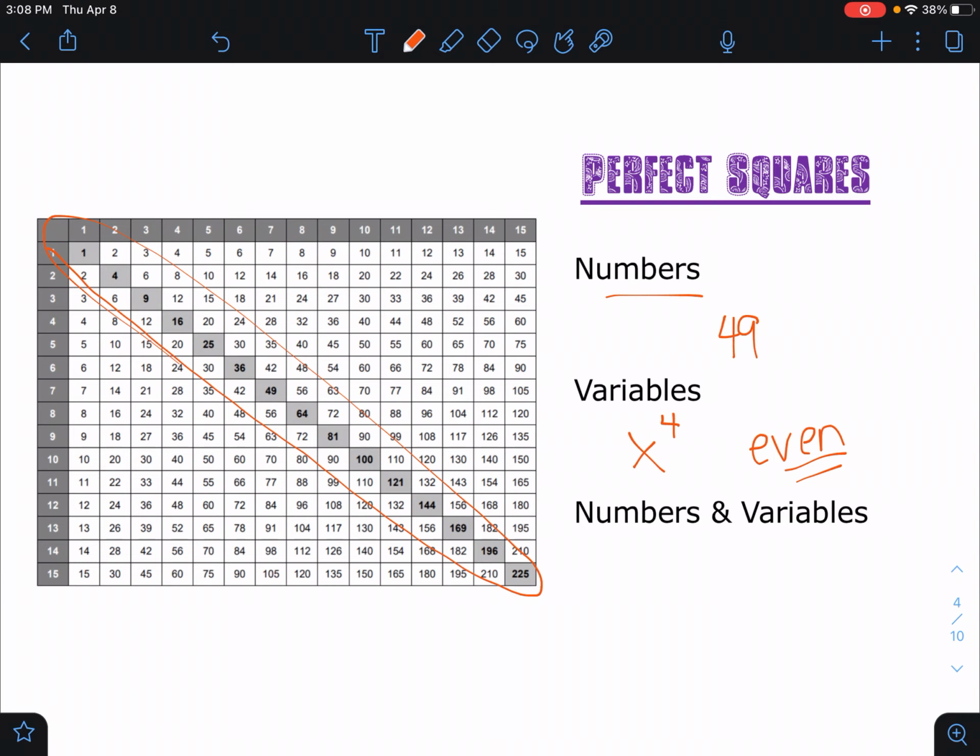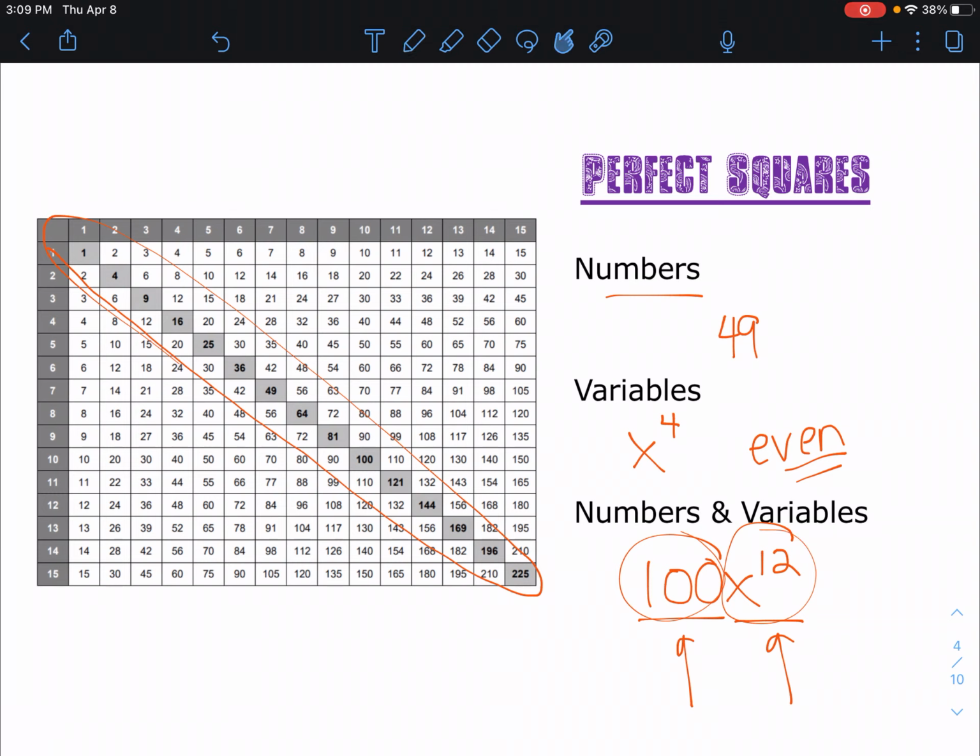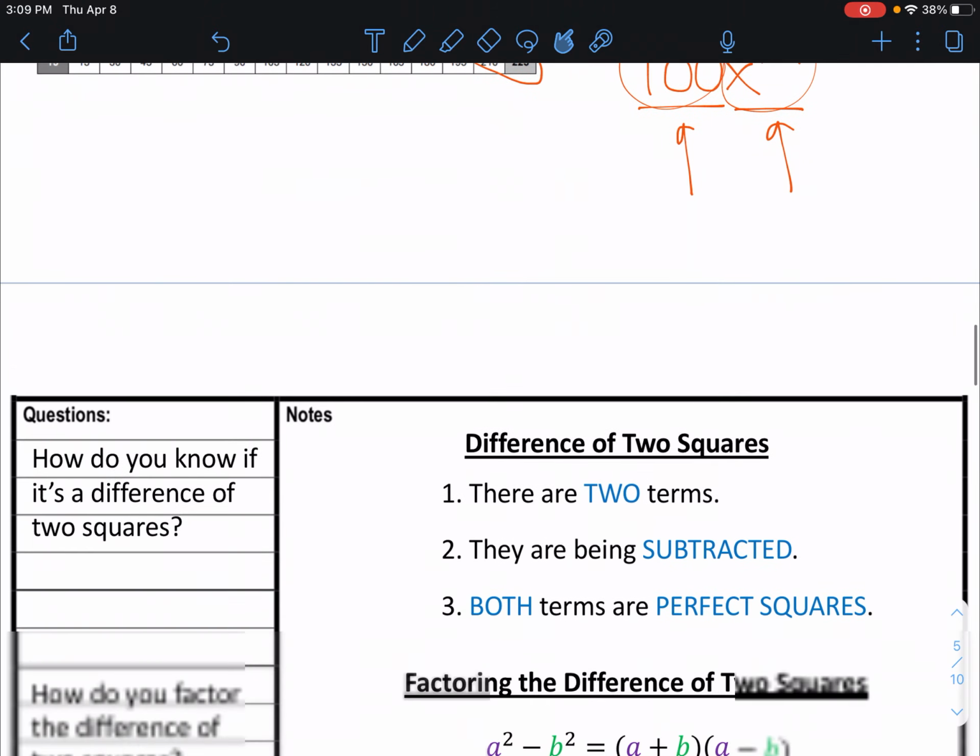Now, if you see both, like let's say you have 100x to the 12th power, the number part and the variable part have to both be perfect squares. So 100 is a perfect square, yep. And x to the 12th has an even exponent, so we're good. If either of these parts is not a perfect square, then it's not a perfect square. Okay, so that's a quick refresher on that.